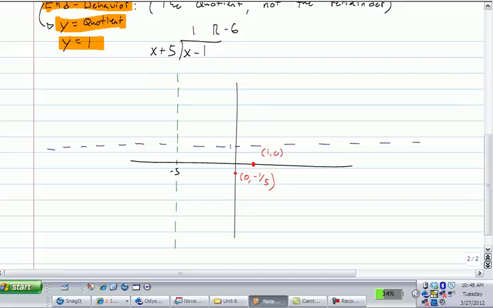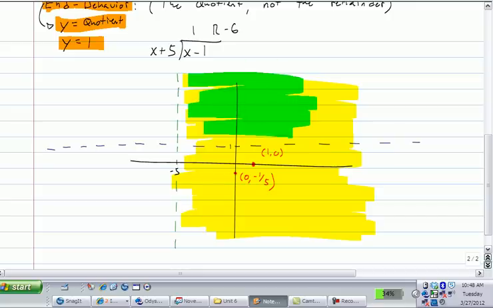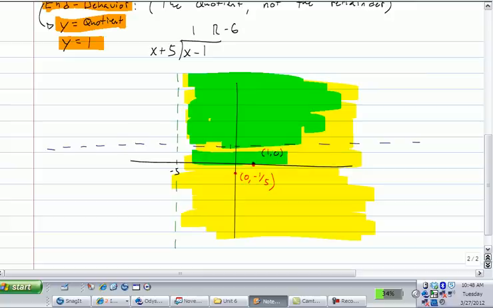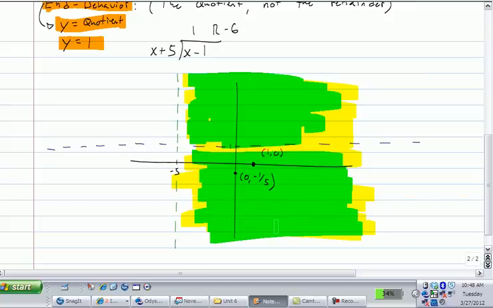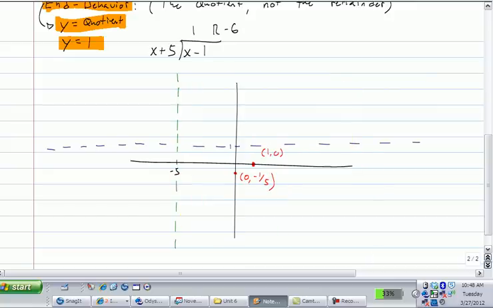Let's do the right half of this graph first. To the right of the vertical asymptote, we have to figure out where the graph lives. It could live in one of two places: this top section, or this bottom section. But it's only going to live in one of them. So which one do you think?